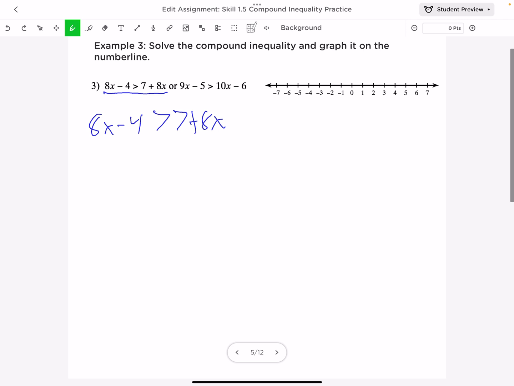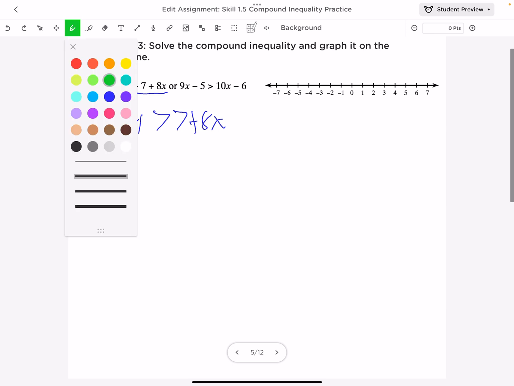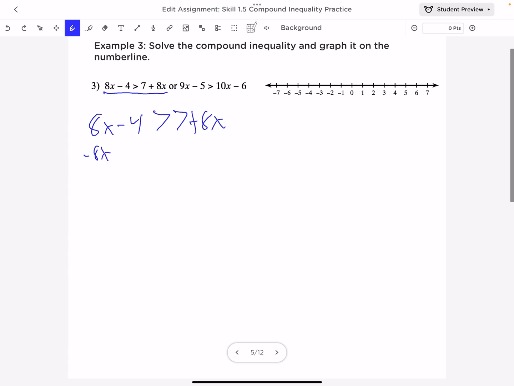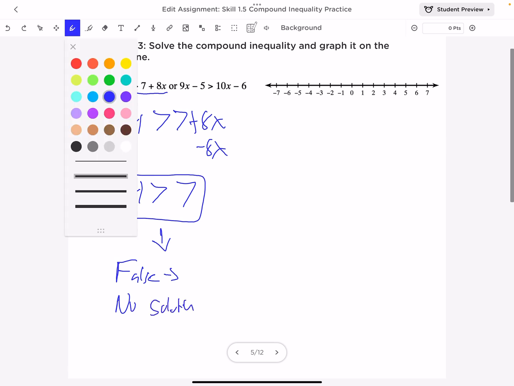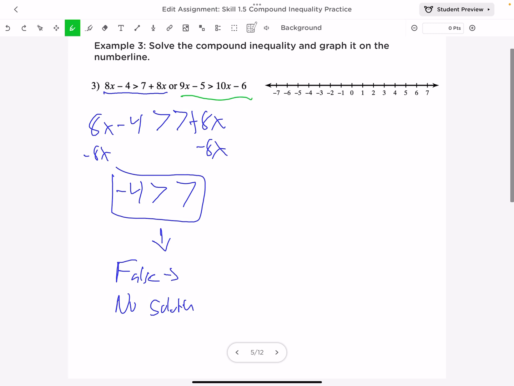So this means it's probably going to be either no solution or all real numbers. And we'll kind of have to see based on how we solve it out. Now in this case, I would do minus 8x, and I would get negative 4 is greater than 7. Now in this case, this is a false statement. Negative 4 is not bigger than 7. So false. So therefore, this is no solution, just for the part in blue. But I got to check my other half here in green.